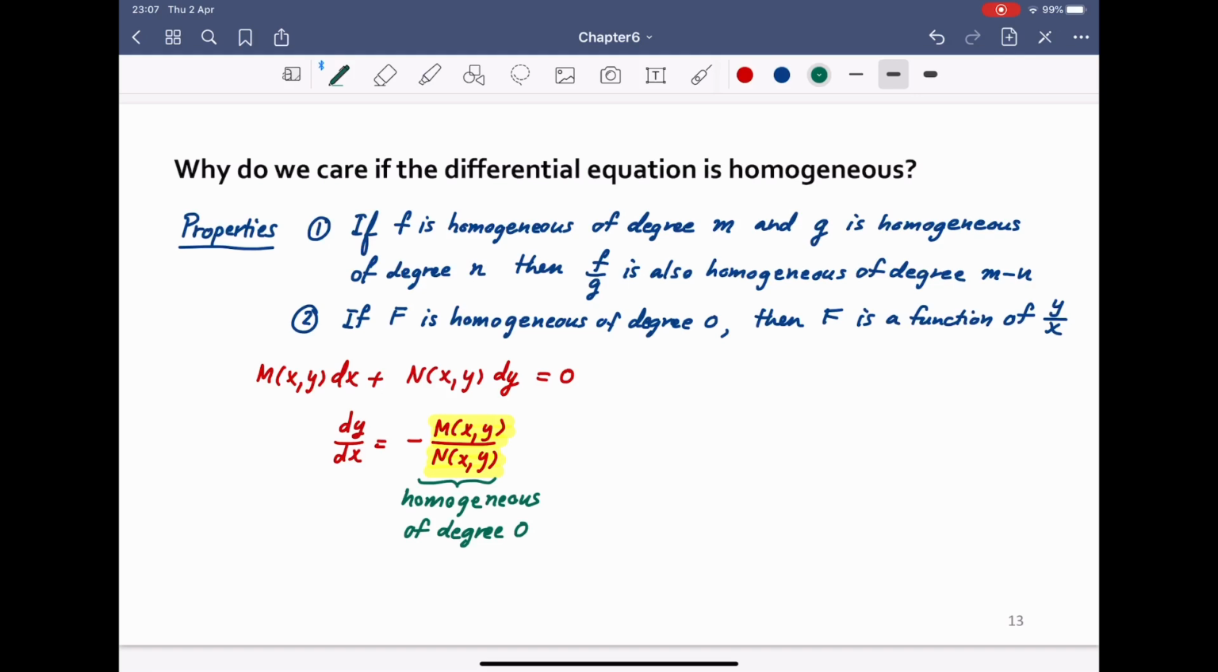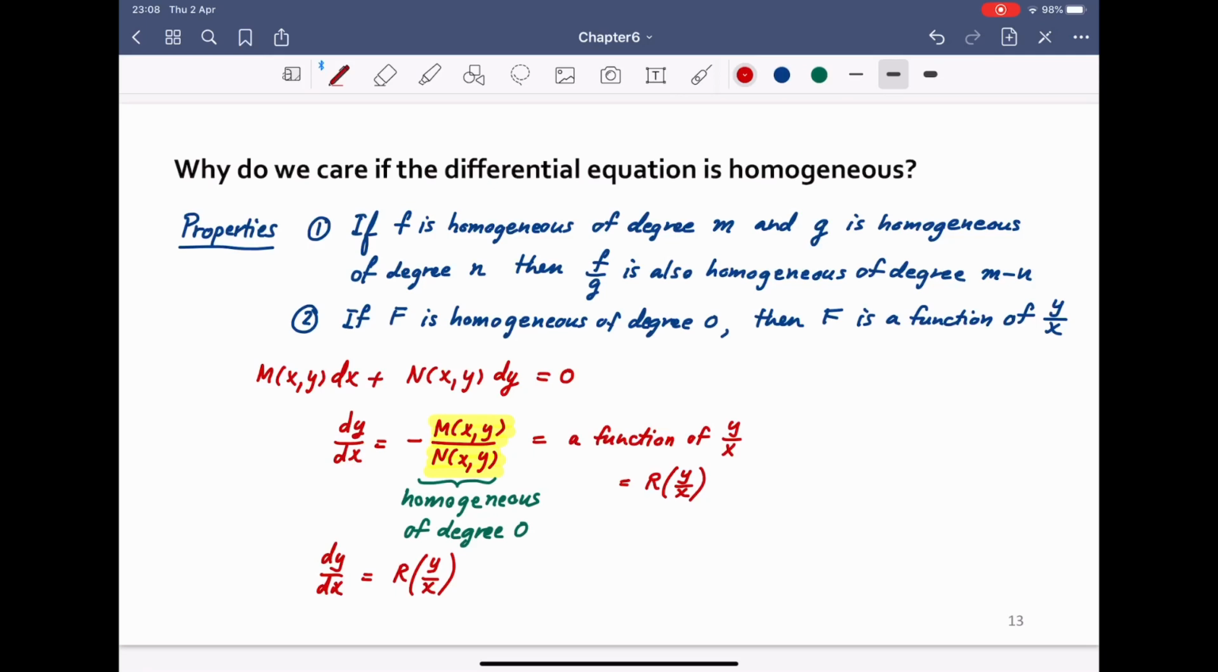Nice. And then by property number 2, because this thing M over N is homogeneous of degree 0, it can be rewritten as a function of y over x, right? And that thing, well, I can name it. Let's say the name of the function is r. So this is r of y over x. So now we have a differential equation dy by dx equal to a function of y over x.